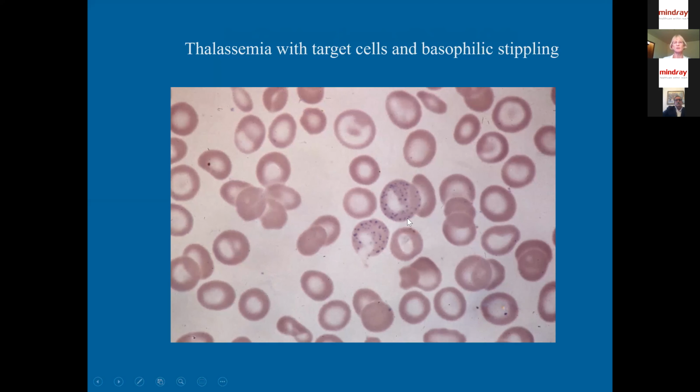And here's an example of somebody that has thalassemia with basophilic stippling and a few target cells. And again, you can see there's increased central pallor. So just as in iron deficiency, these patients will have increased central pallor of their red cells.